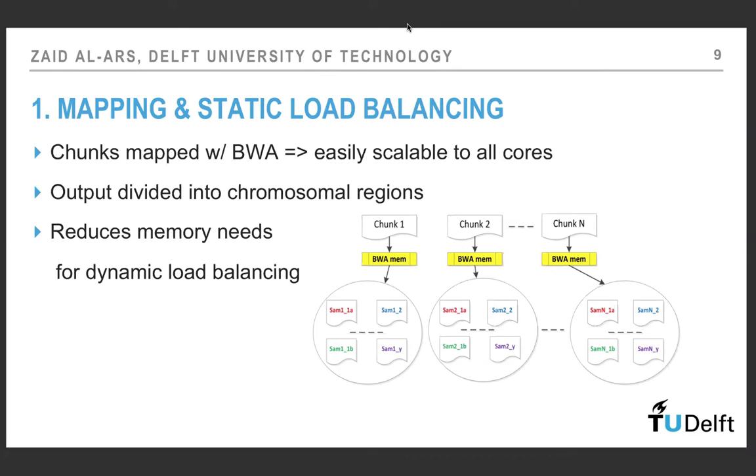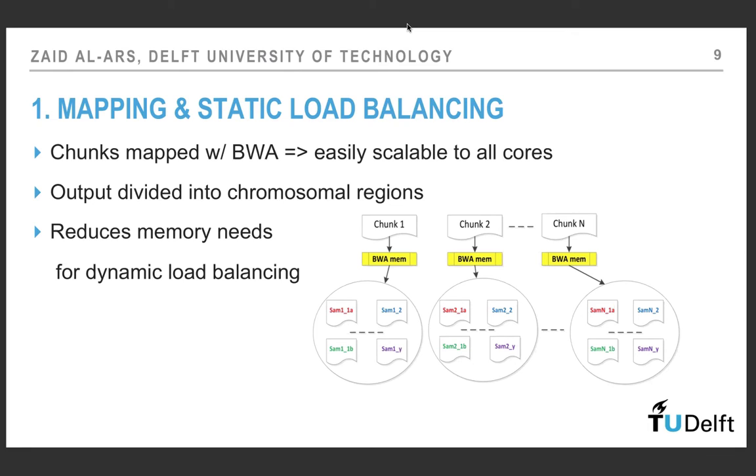All the chunks that have been created in the pre-processing step are now mapped using the BWA-MEM algorithm, which can easily be scaled up to consume the available compute resources in the cluster. This way, we can parallelize the mapping stage to be able to run it on all different cores on the different server nodes.